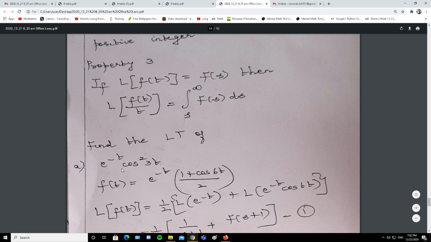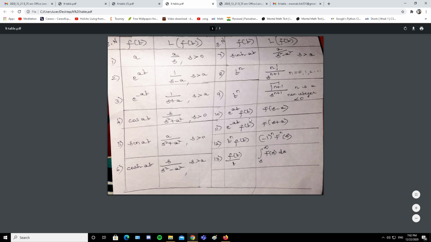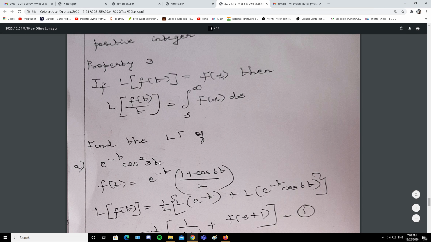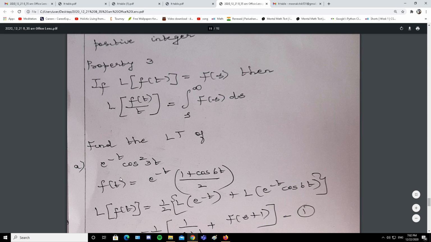So the first one, e power minus t cos square 3t. You have the product. Whenever you have to find the transform of a product, you have to use the properties. If you have an exponential term, it is very clear that you have to use the shifting property.